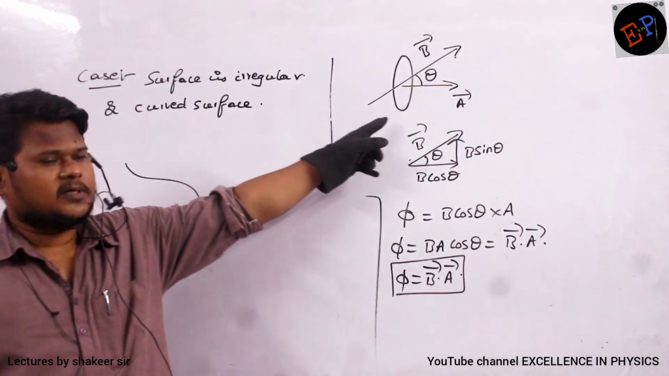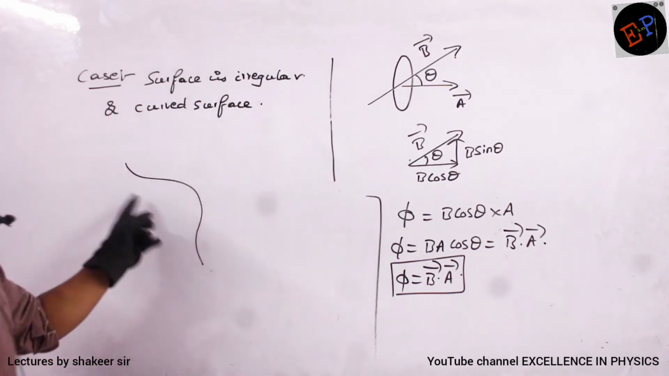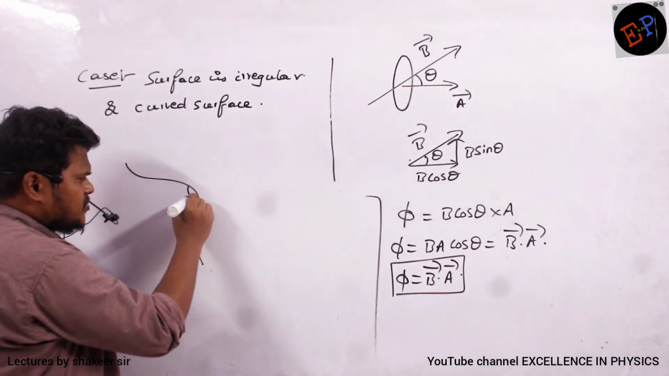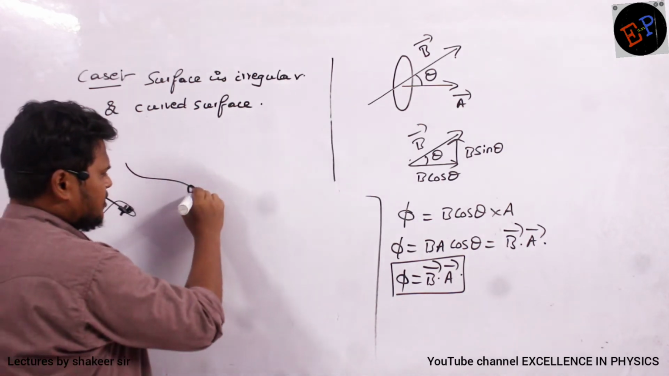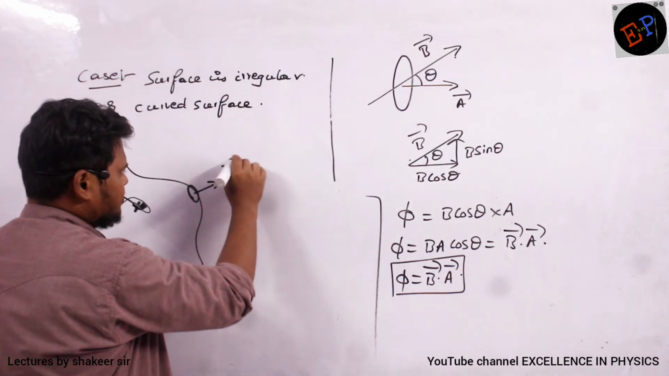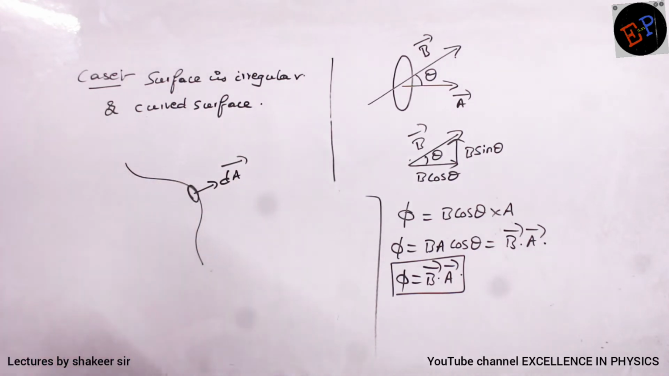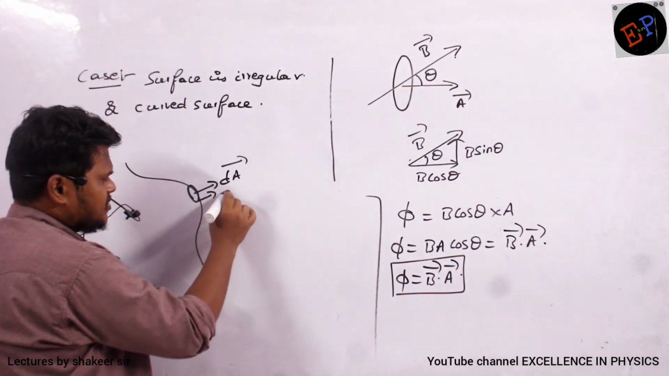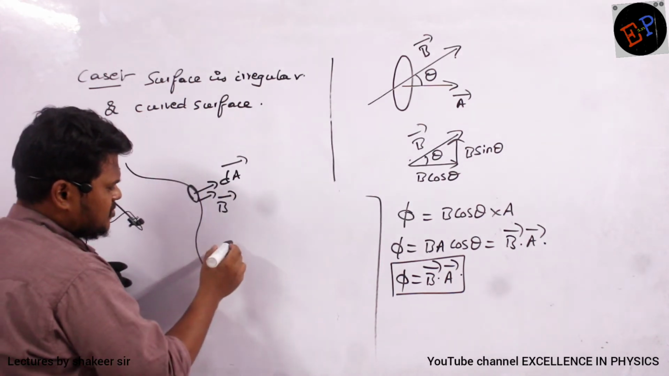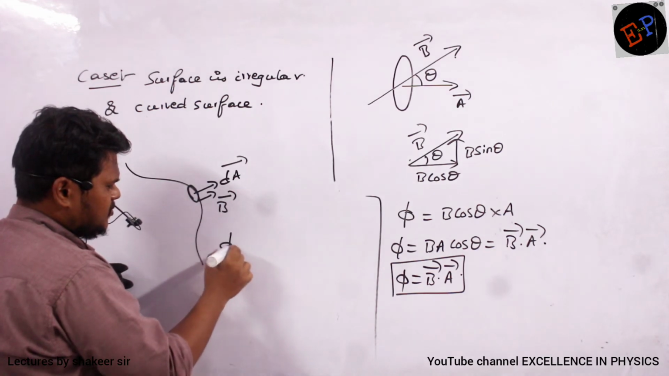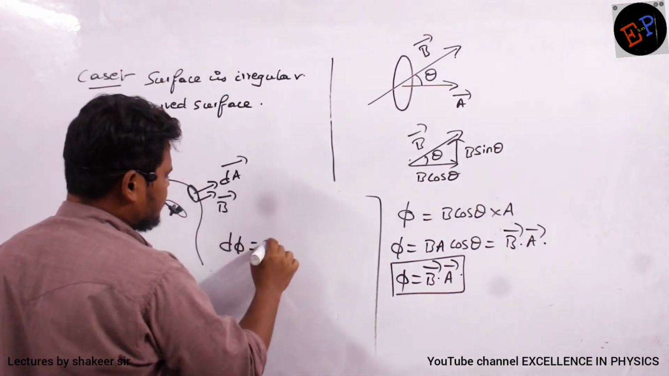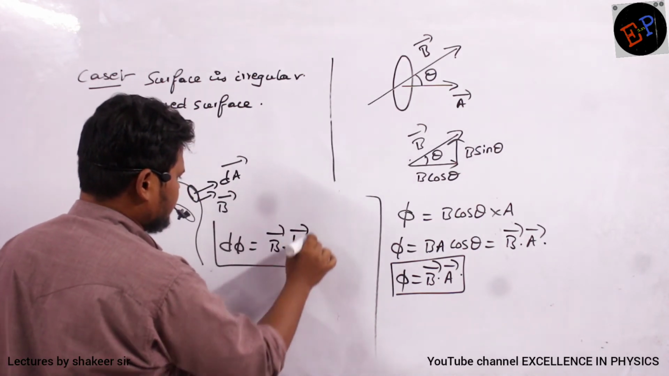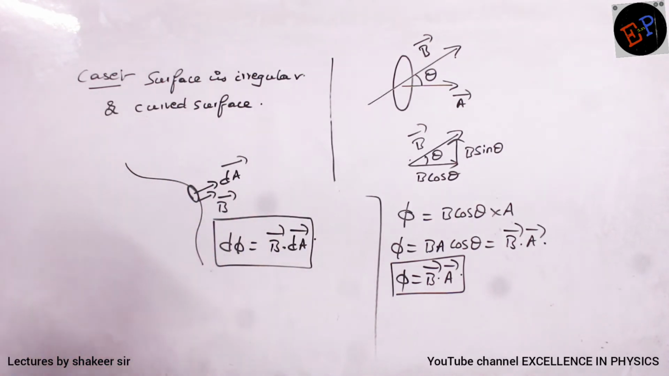Previously we have taken a regular surface, no? But this is somewhat a curved surface. So in this condition, I take a very small area here, which I can call dA dash. Through this small area, the field which is traveling is B dash. Because the area is very small, the flux will also be very small. So d phi is equal to B dash dot dA dash. I can write it like this. Are you able to understand what is happening?